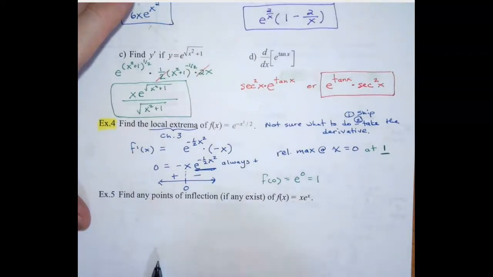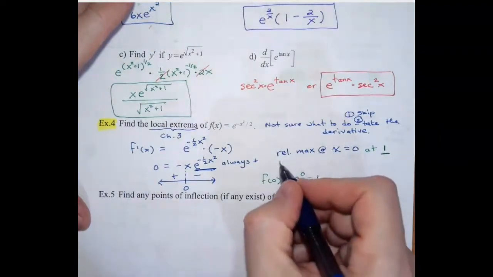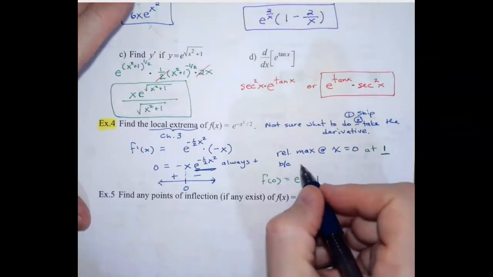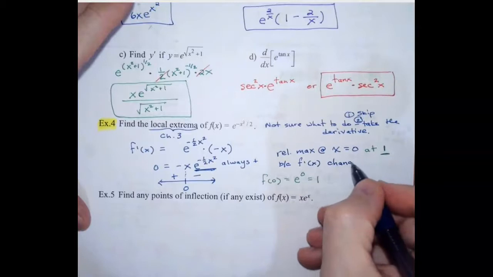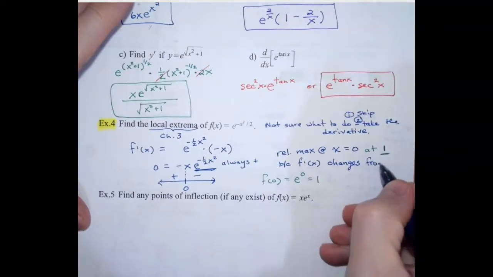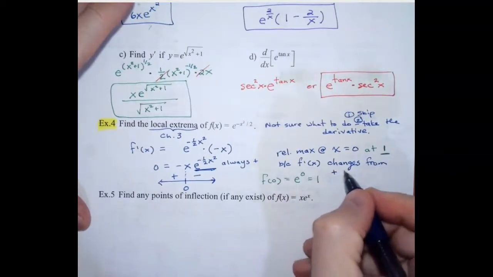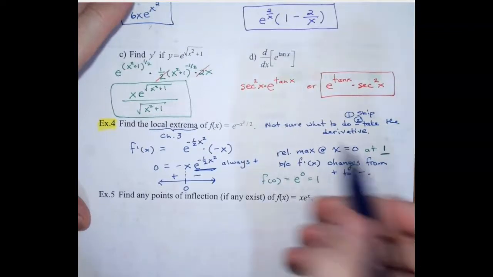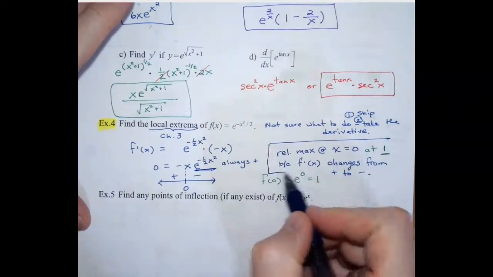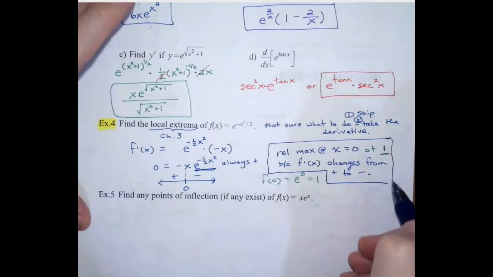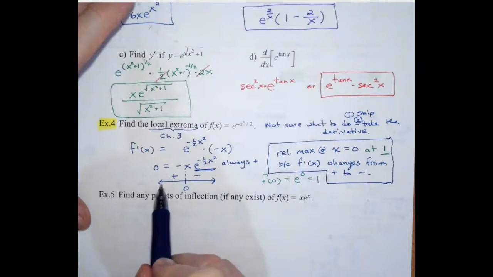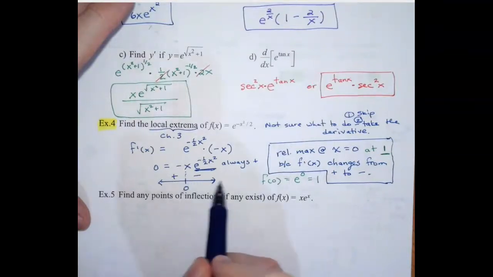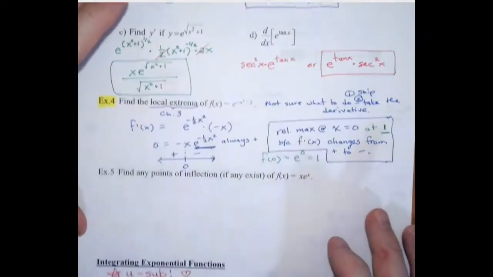Now we want to keep that calculus, so we're going to need to say because f prime of x changes from positive to negative. And so if you think about that, that also tells us that f of x is increasing from negative infinity to 0 and decreasing from 0 to infinity. So a little bit of review of increasing and decreasing also.